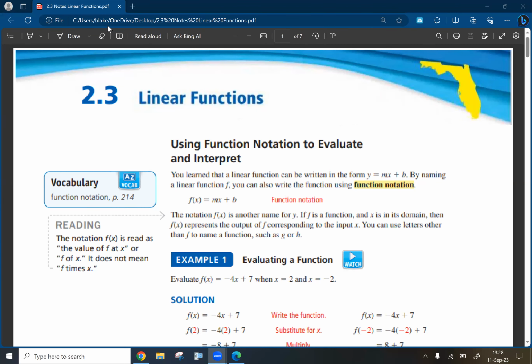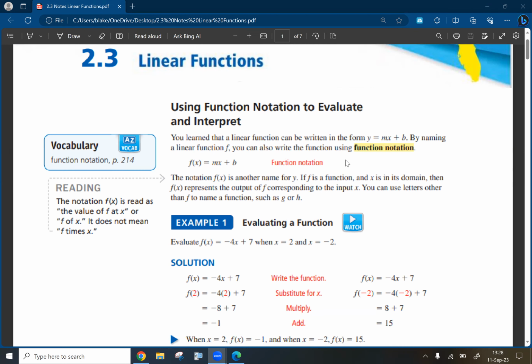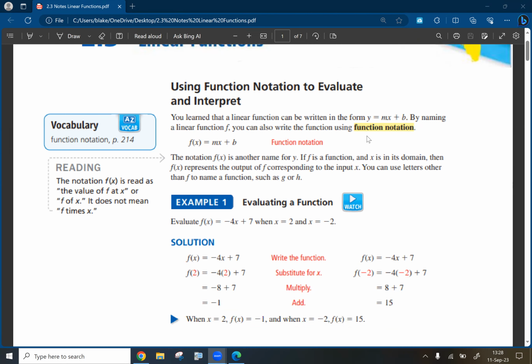Hello, welcome to 2.3. So 2.3 is going to be a really big chunk of just algebra in one big go. It's kind of a non-stop thing. So yeah, we'll get into it, just try to crank it out, I suppose. So first thing we're going to talk about is function notation and evaluating functions.